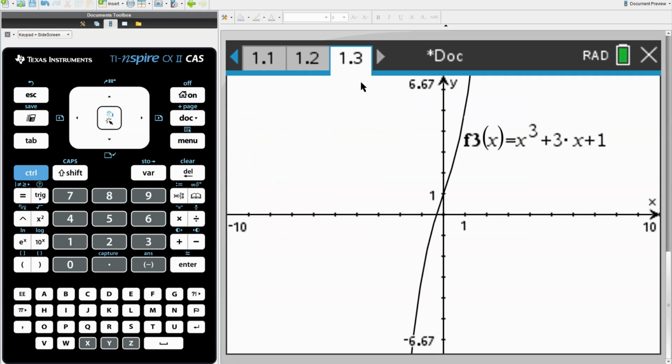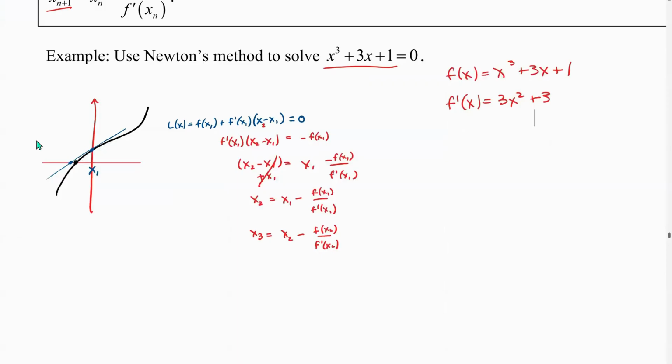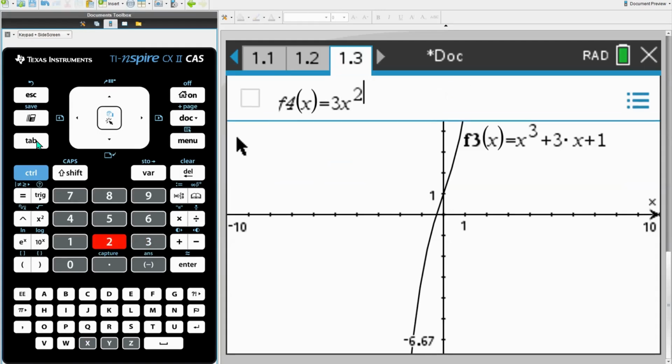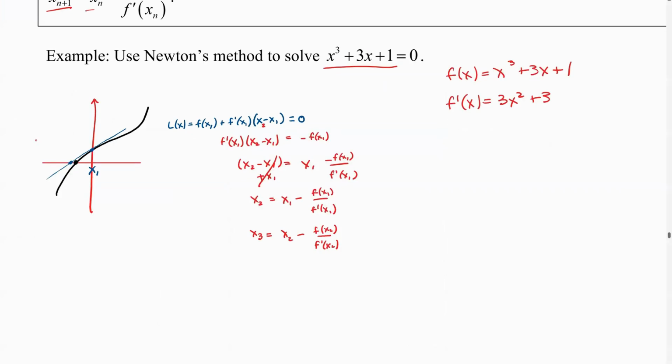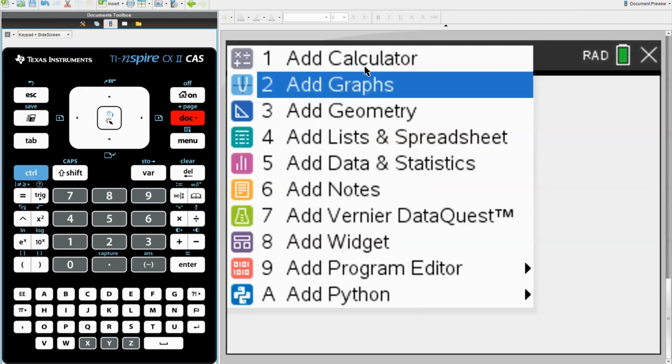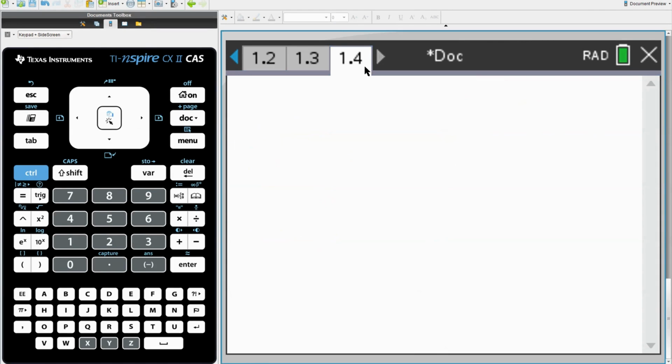Now, to make this really work well, I'm going to put the derivative function, 3x squared plus 3, in F4. Our original function is F3, and our derivative function is in F4. And remember, our formula is guess minus the function's value at that guess divided by the derivative value at that guess. So I'm going to add a calculator page, and I'm going to say our first guess was 0 minus f3 at 0 divided by, where did we put the derivative? F4 of 0.